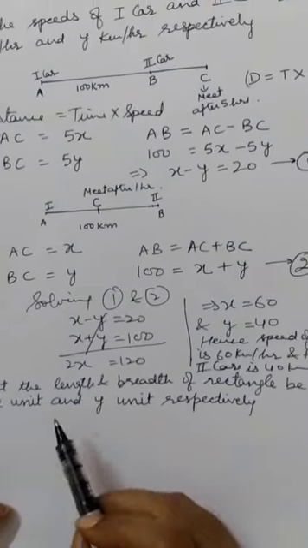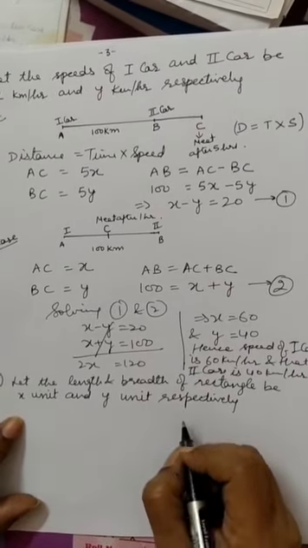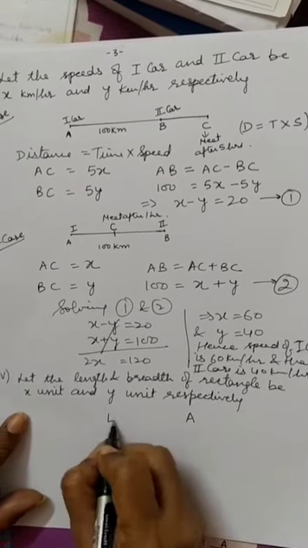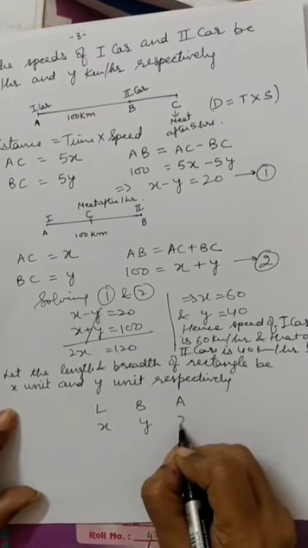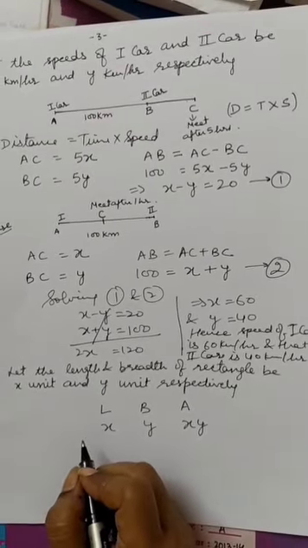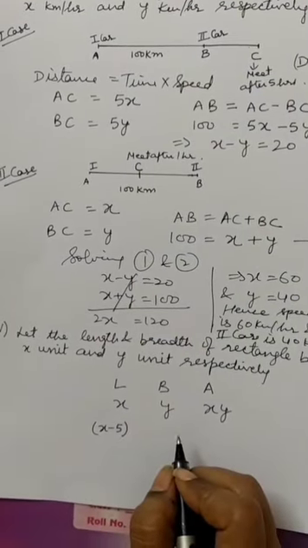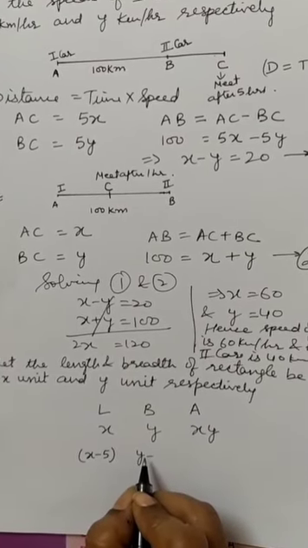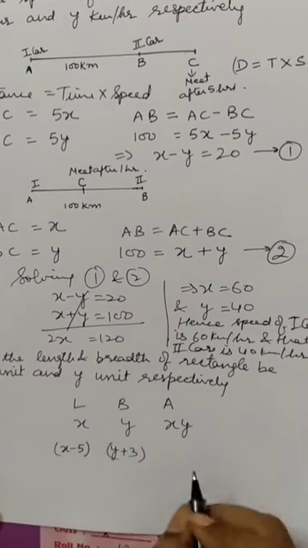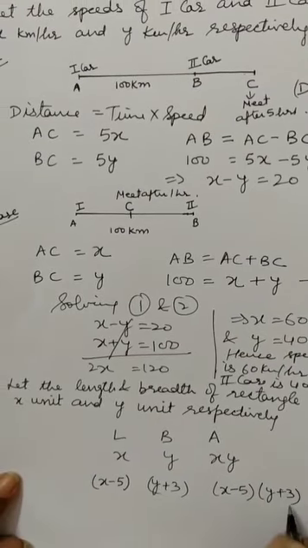Let the length and breadth of the rectangle be x units and y units respectively. Tell me what will be the area. If length is x and breadth is y, area will be length into breadth, that is xy. Now, it is given that if length is reduced by 5, it becomes x minus 5, and breadth is increased by 3 units, so breadth becomes y plus 3. In this case, what will be the area? Area will be x minus 5 into y plus 3.